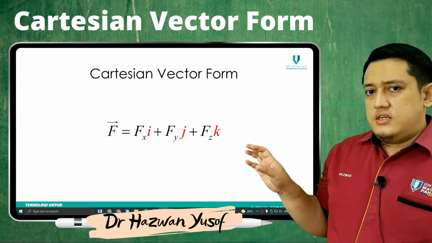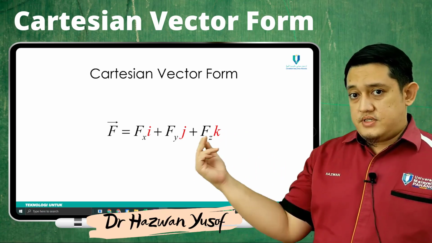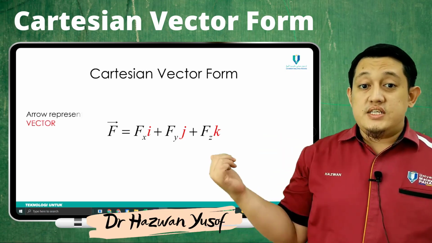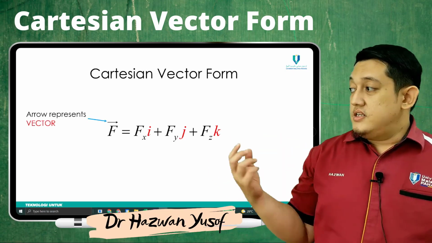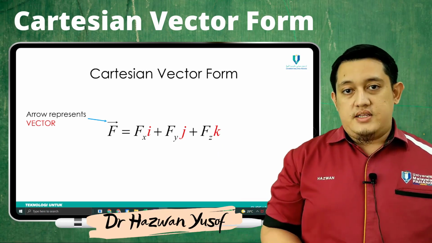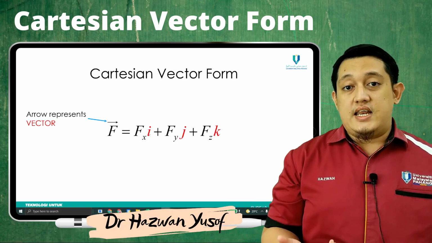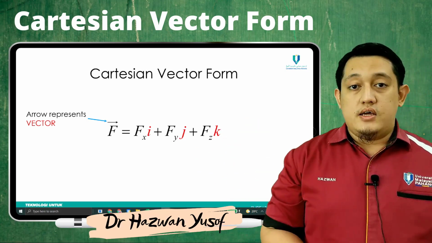If you look closely at the letter F here, we can see that it has an arrow above it. This arrow represents that it is a vector. If we don't have this arrow, it means that it is a scalar. For a vector, we put an arrow above it.